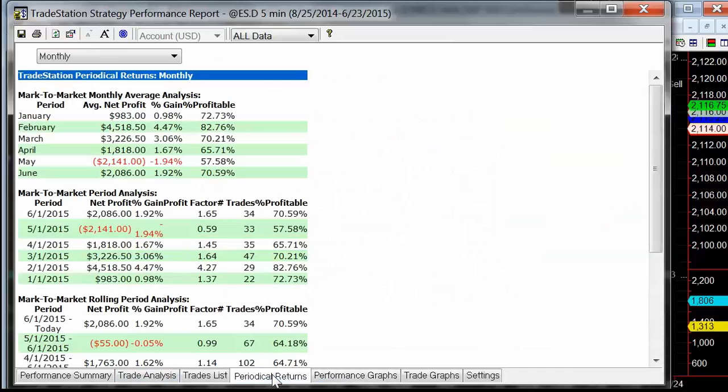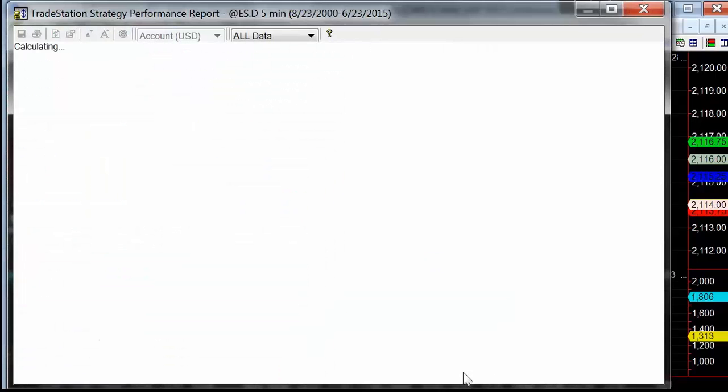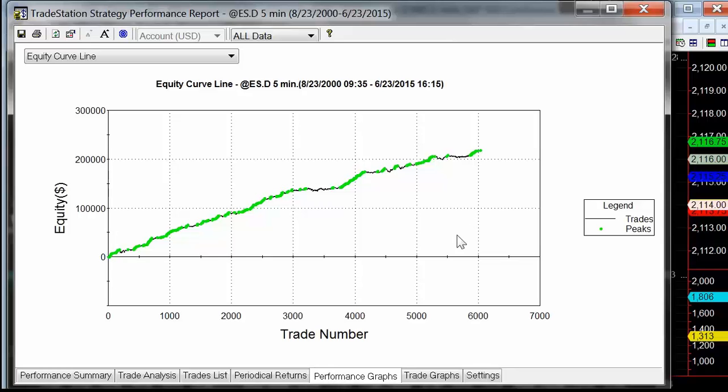This is just going back to the 1st of January. Okay, this is the 2 contract version going back 15 years. Here's your strategy performance report going back 15 years trading 2 contracts. And our performance graph.